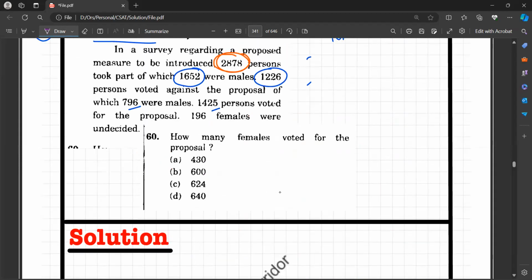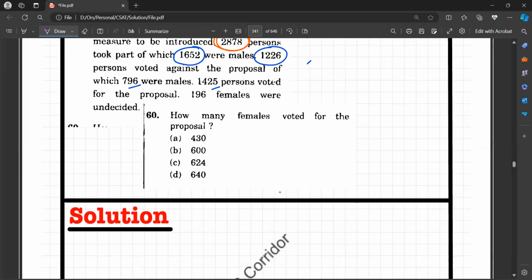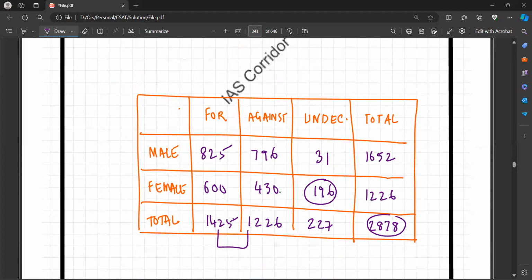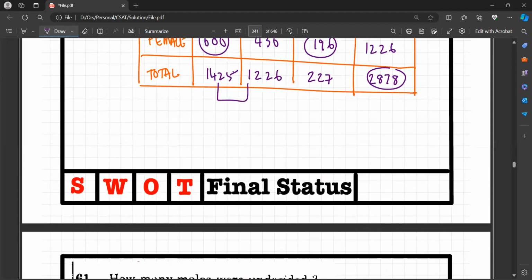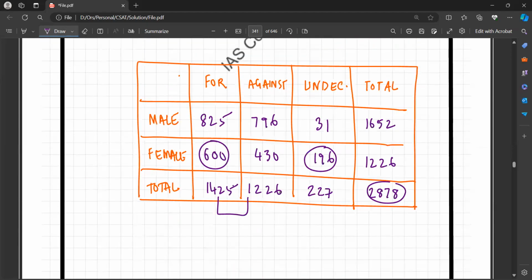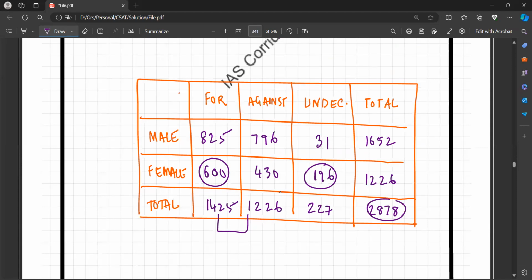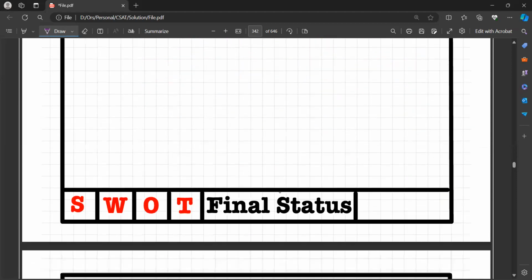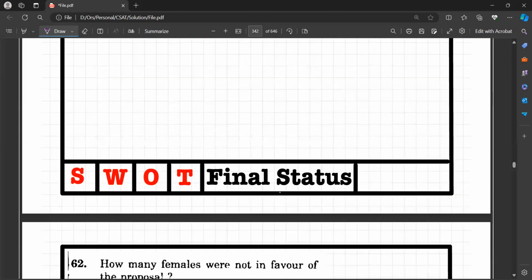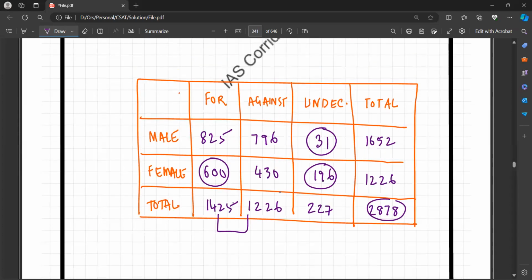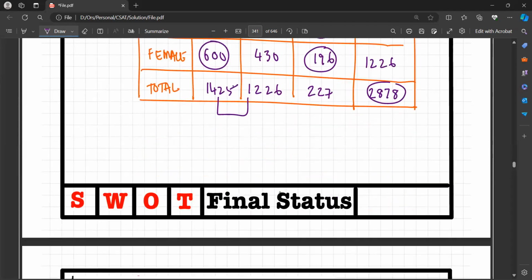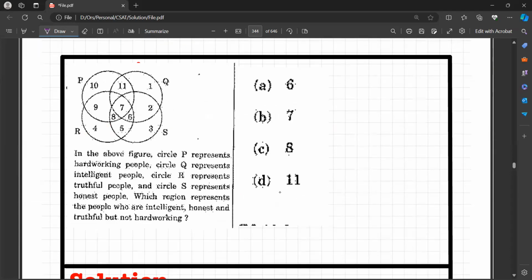Now the question arises, how many females voted for the proposal? Females voted for the proposal, that is 600. Then the next question, how many males were undecided? That is 31. How many females were not in favor of the proposal? Against, that is 430.